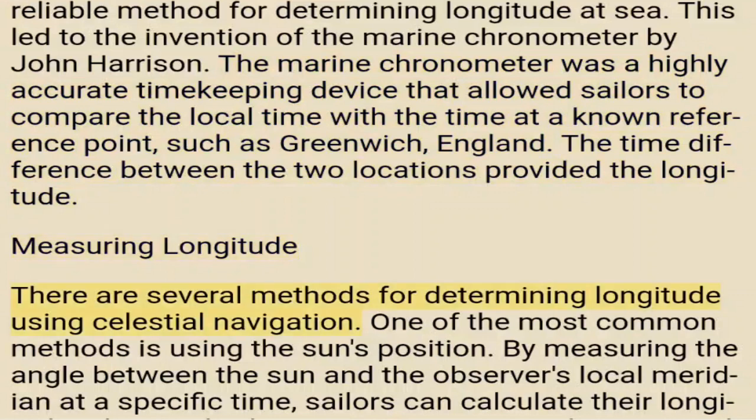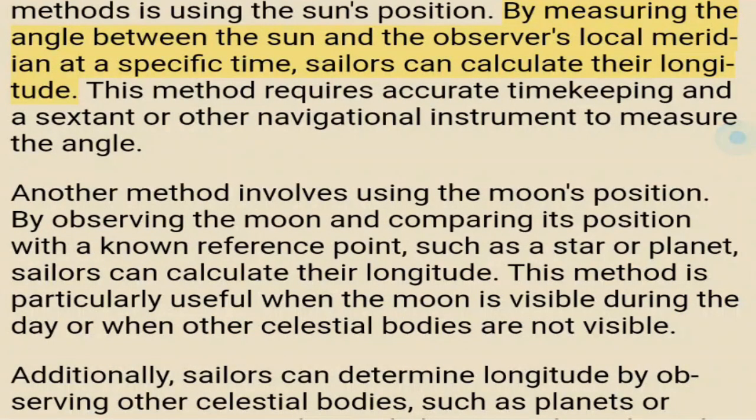Measuring longitude. There are several methods for determining longitude using celestial navigation. One of the most common methods is using the sun's position. By measuring the angle between the sun and the observer's local meridian at a specific time, sailors can calculate their longitude. This method requires accurate timekeeping and a sextant or other navigational instrument to measure the angle.